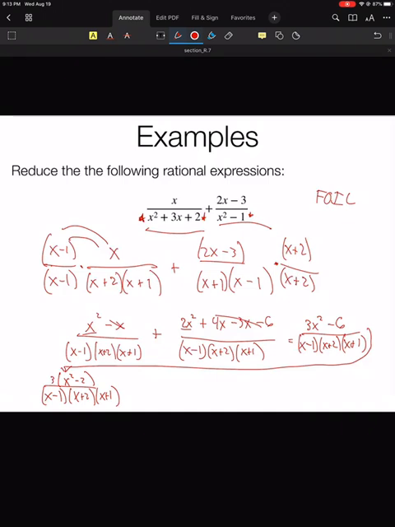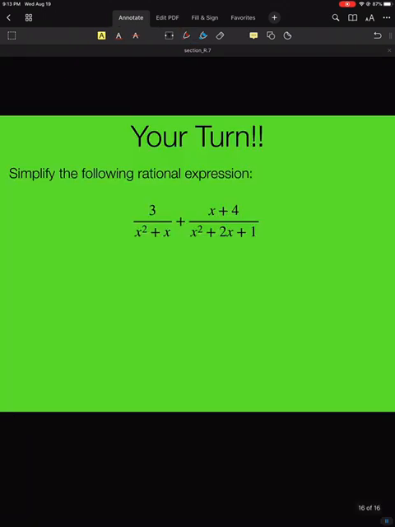Now, let's move on to your turn. Here is your turn. What you're going to need to do is just what I did. Factor or simplify as much as possible the denominators. Find the least common multiple and make each of the denominators the same by multiplying by 1 in clever ways, and then add everything together and see if anything simplifies from there.